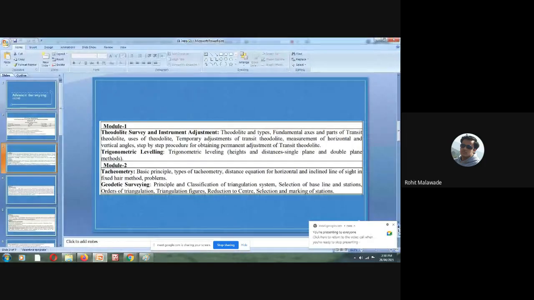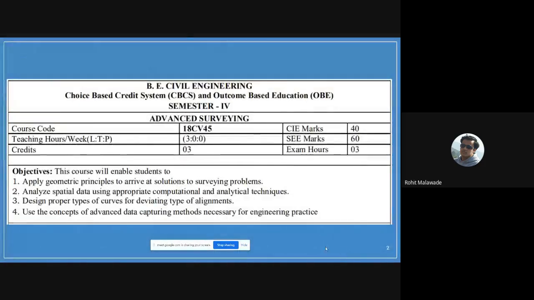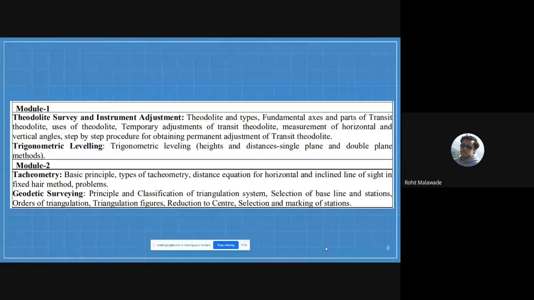So in the previous class, we were discussing the introductory part of surveying. In the previous class, we have seen what we are going to study in our upcoming modules. We are going to start with module number one, that is theodolite survey and instrument adjustment.